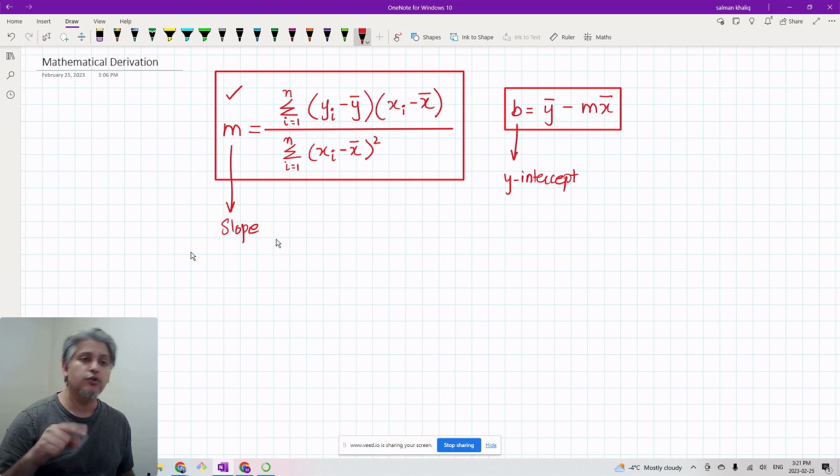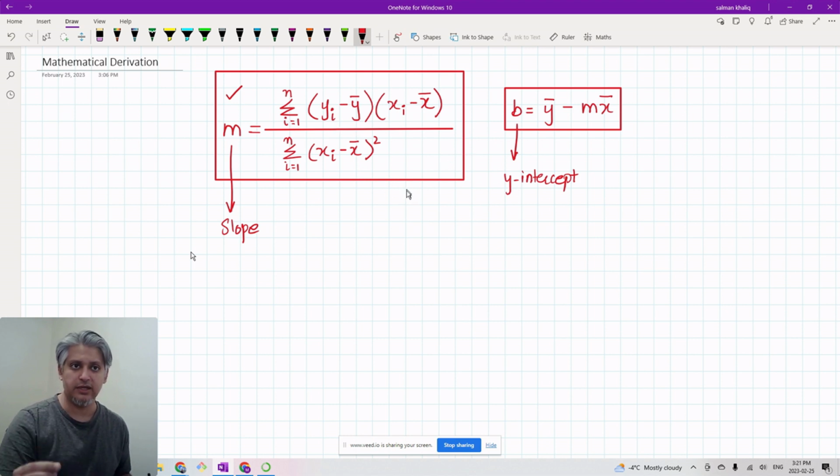Now, if you don't know the intuition behind what these m and b values are and what they do or how they affect the linear regression, I would recommend you watch the previous video, the intuition behind simple linear regression. I will leave the link for that in the description below. Now let's get started to derive these formulas.